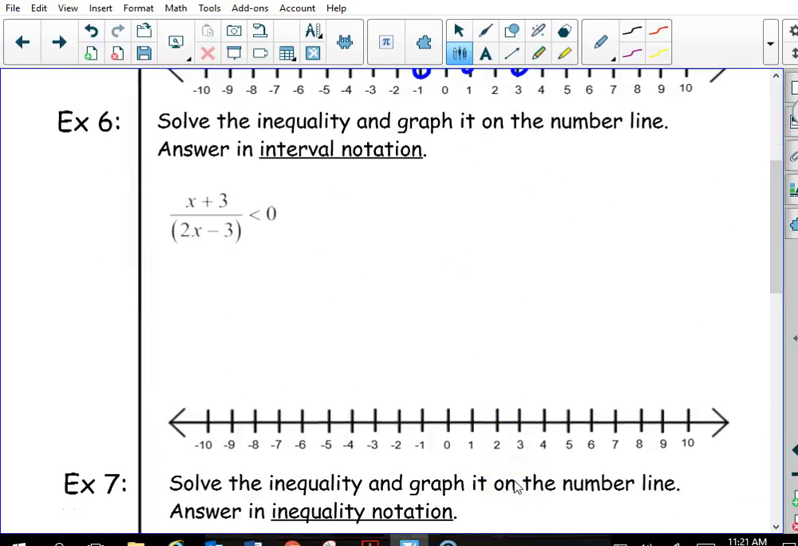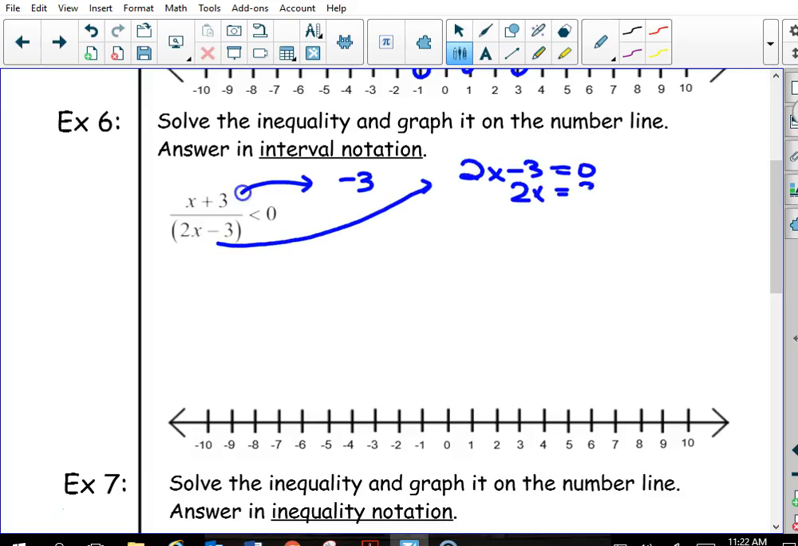Okay, on to the next problem. Again, we're just going to find the zeros. x equals -3. And here, you might want to set up a little equation: 2x minus 3 equals 0. So add 3, divide by 2. So our critical points, where the sign changes, are at -3 and positive 3/2, or positive 1.5.